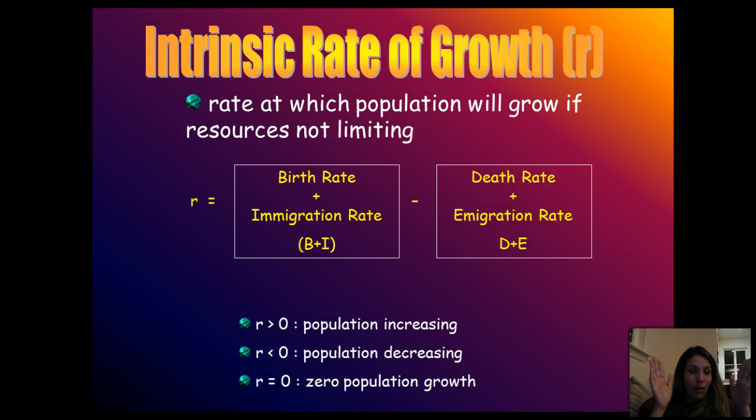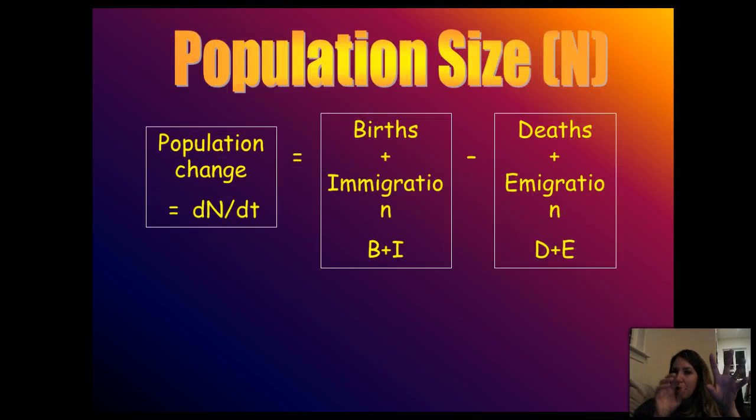Now, don't let the word equations scare you from this stuff. It's intuitively logical. Just think about it. Your natural tendency to increase your population size on a per capita basis is going to be those coming in minus those going out. If those coming in is greater than those going out, your population increases. If those going out is greater than those coming in, it decreases. And if they're equal, your population is neither growing nor decreasing. It's stabilizing. It's zero growth.